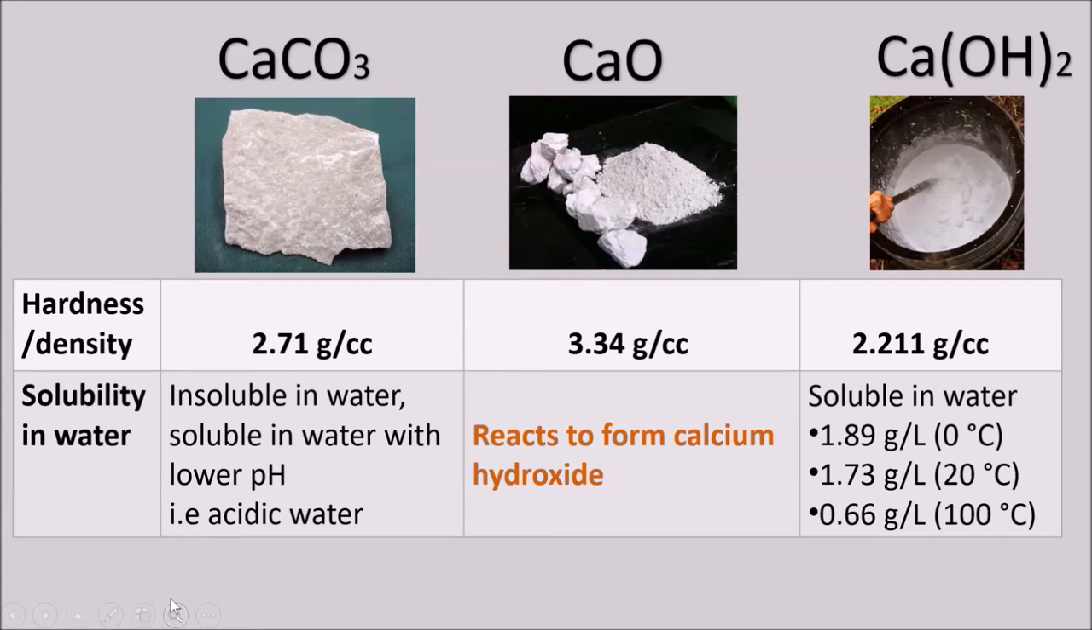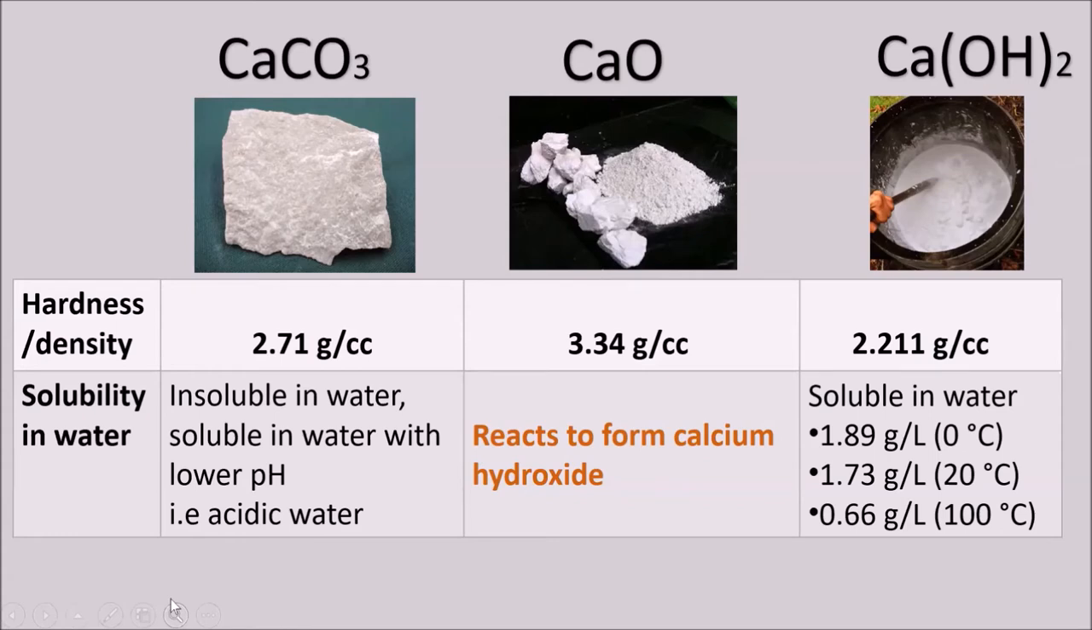Talking about solubility in water, calcium carbonate is insoluble in water, but it dissolves if the water is acidic. In that case, acid rain might damage the fresco paintings. As far as calcium oxide is concerned, there's no question of dissolving. It just reacts with water, and it is quite exothermic. It releases a lot of energy while this reaction is taking place.